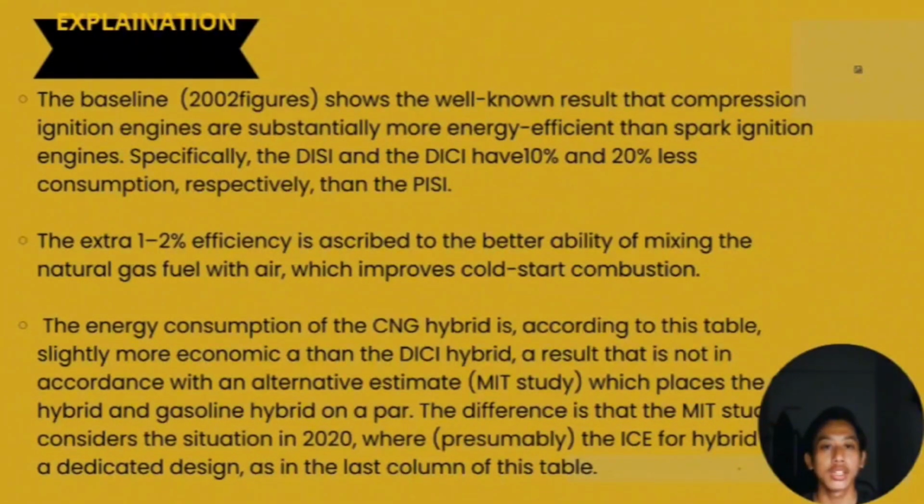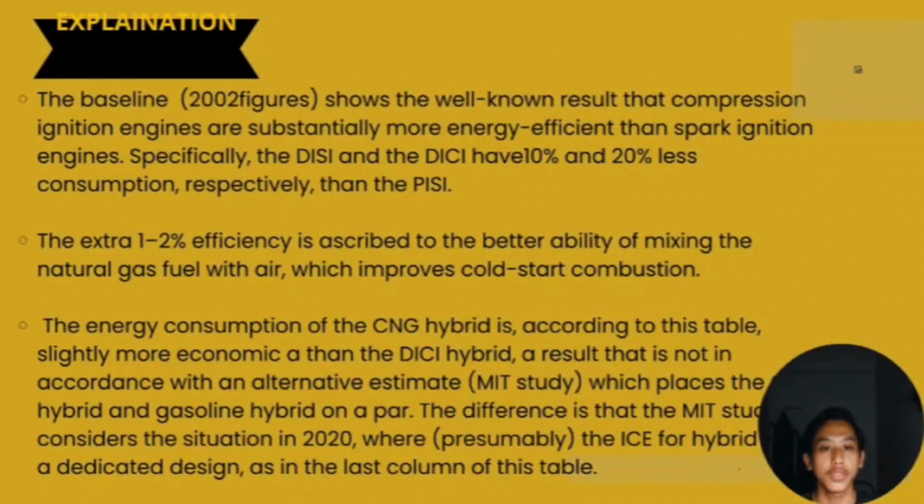Specifically, the DSI and the DCI have 10% and 20% less consumption respectively than the BSI. The extra 1-2% efficiency is described as a better ability of mixing the natural gas fuel with air, which improves the cold start combustion. The energy consumption of the CNG hybrid, according to this table, is slightly more economical than the DCI hybrid, a result that is not in accordance with the alternative estimate, which placed the hybrid and gasoline hybrid on a par.